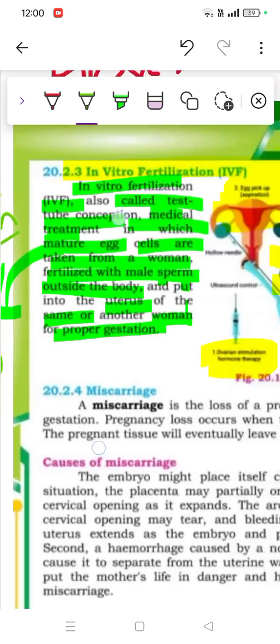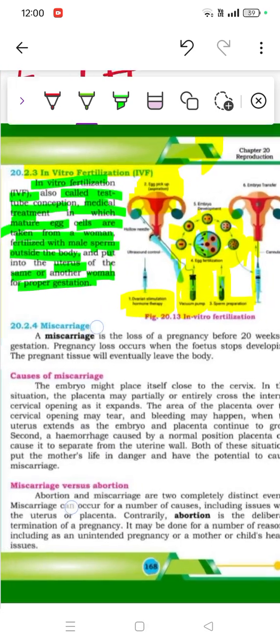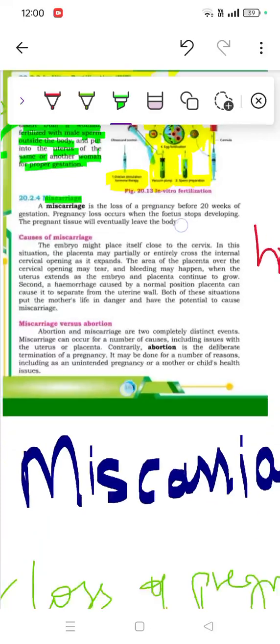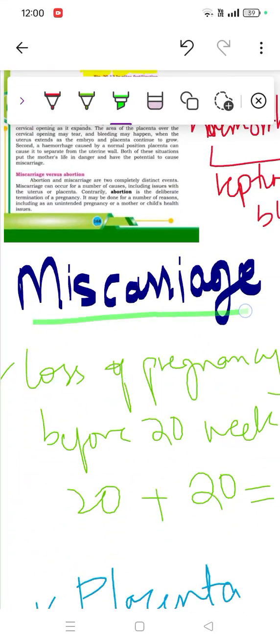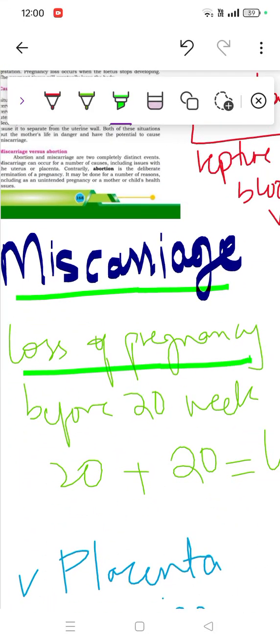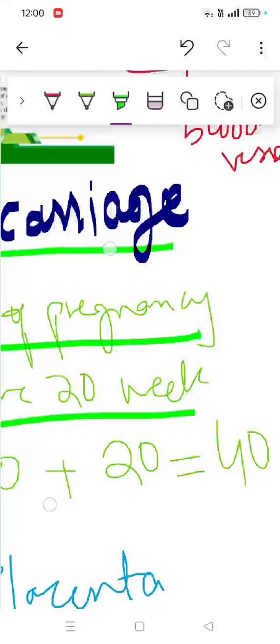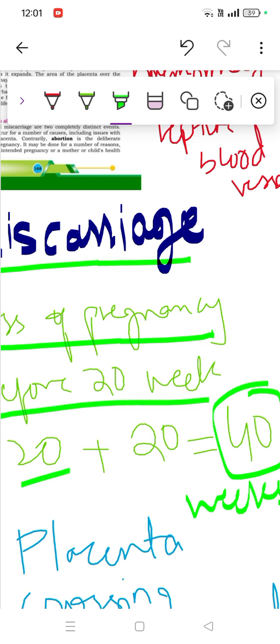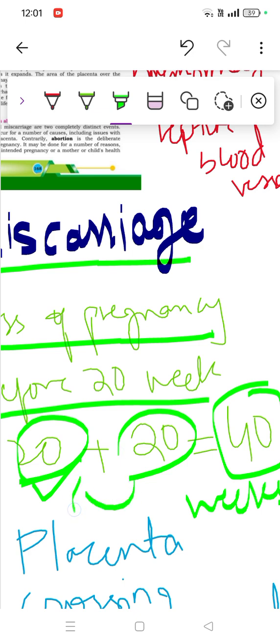So it's a simple topic, I hope it will be clear. Then comes the main topic for today, called miscarriage. Let's see what this is. It is simply the loss of pregnancy before 20 weeks. The pregnancy period is around 40 weeks, but they lose their child before 20 weeks. Like, 20 weeks are done and 20 weeks are remaining, and they lose their child for many reasons.